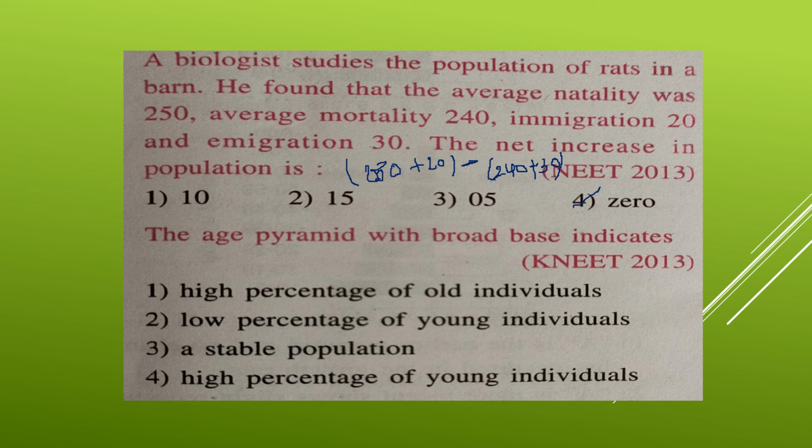Now, the age pyramid with a broad base indicates, okay, broad base means the pre-reproductive is more than that of reproductive and post-reproductive. So if the pyramid is like that, it will be having a high percentage of young individuals. The pre-reproductive age is more, then that population will be an expanding population.